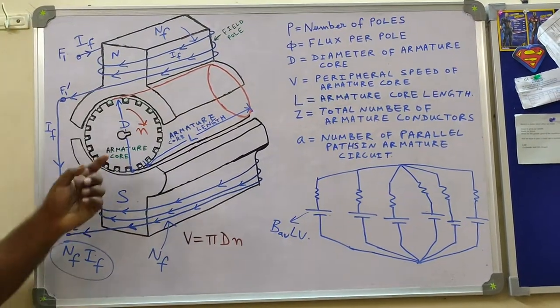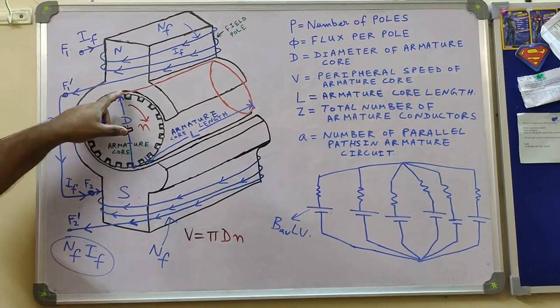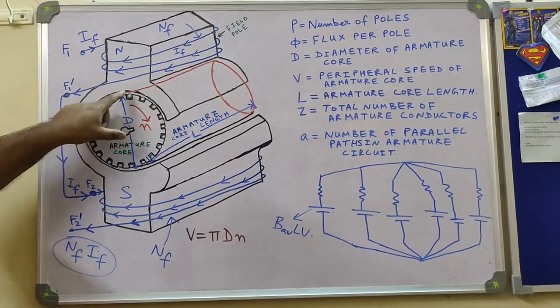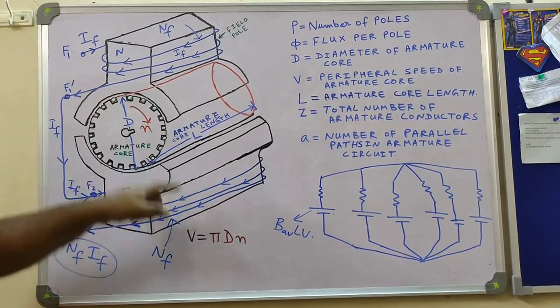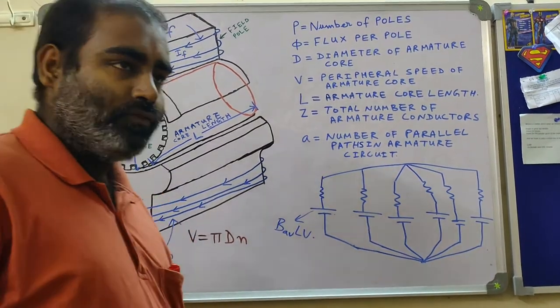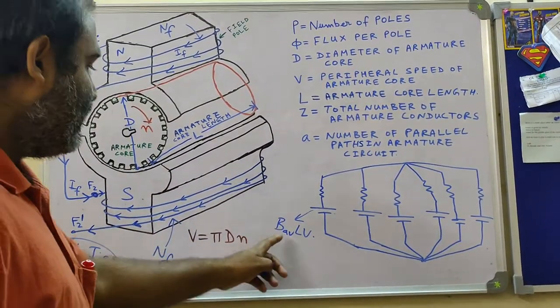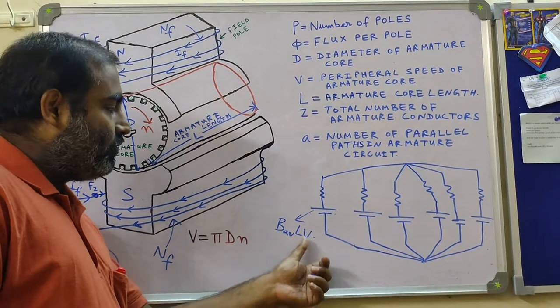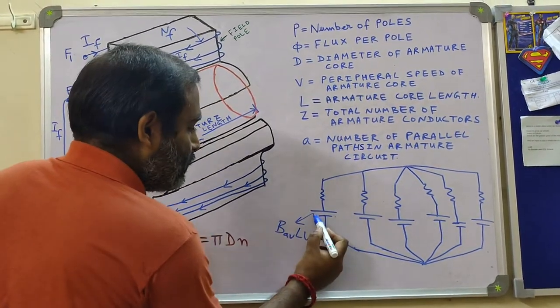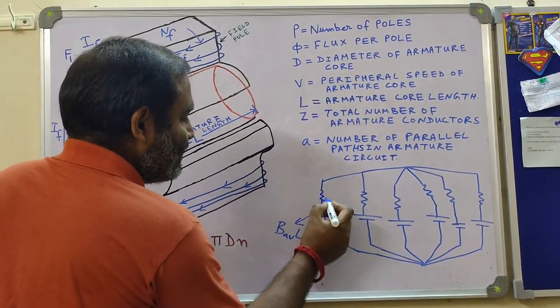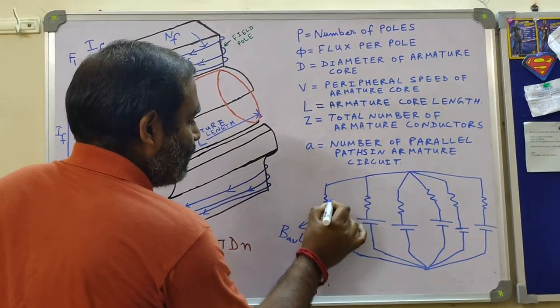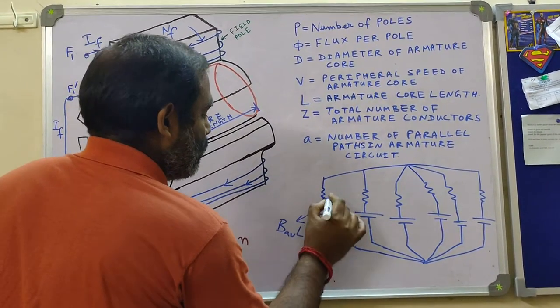Here I am writing B average because we have to take the average value of flux density in the air gap. As we know, the flux density is not uniform throughout the air gap. It is high somewhere and low somewhere. So we have taken the average value of flux density in the air gap. So the EMF induced in each conductor is BLV, and this is the resistance of each conductor. Let me write it RC, which means the resistance of the coil.